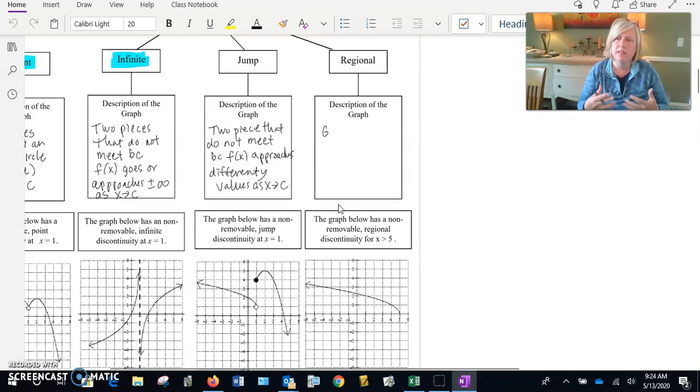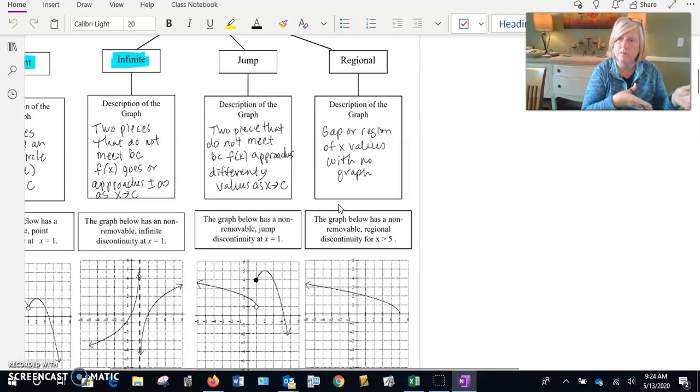And an interesting thing, like a log graph, if you recall from when we were doing log graphs, a log does have a vertical asymptote at x equal to 0. So it does have an infinite discontinuity at x equal to 0, but it actually has a regional discontinuity for all the negative numbers because there's no graph for the negative numbers. So that gives us different things that we're looking at.